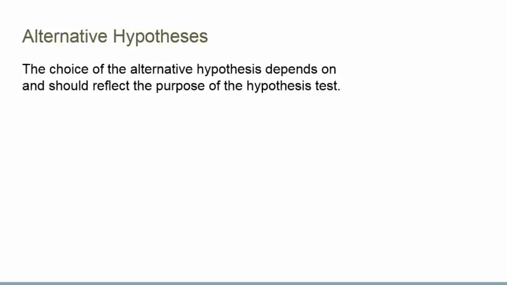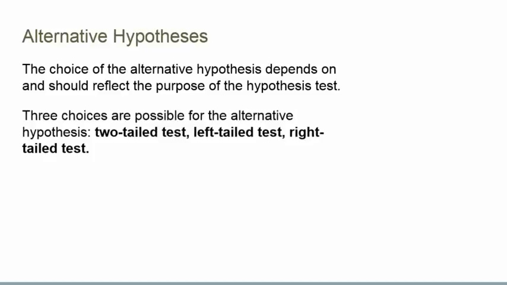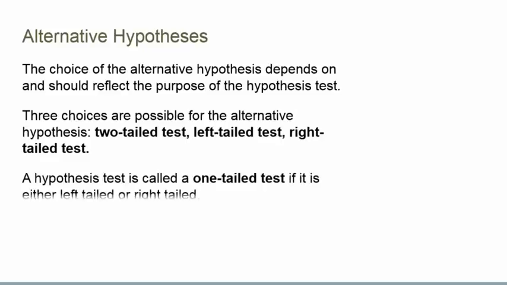Alternative hypothesis. The choice of the alternative hypothesis depends on and should reflect the purpose of the hypothesis test. Three choices are possible for the alternative hypothesis: two-tailed test, left-tailed test, right-tailed test. A hypothesis test is called a one-tailed test if it is either left-tailed or right-tailed.